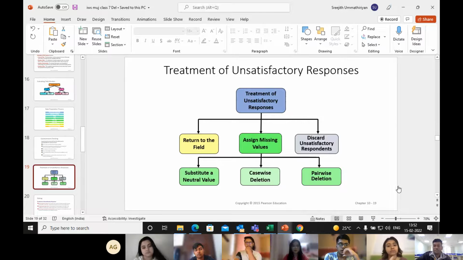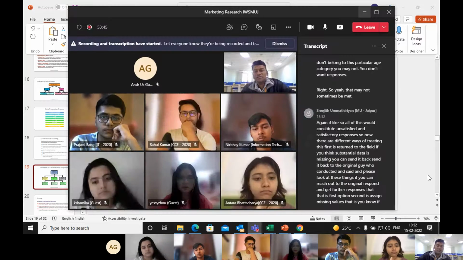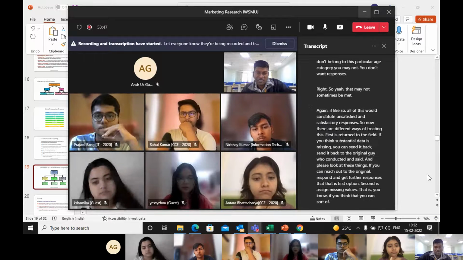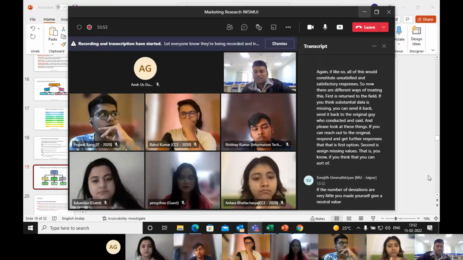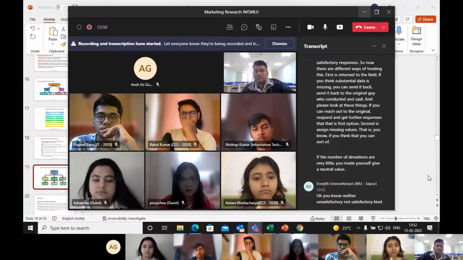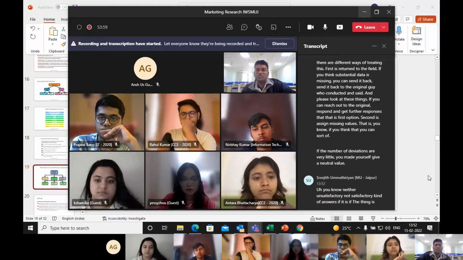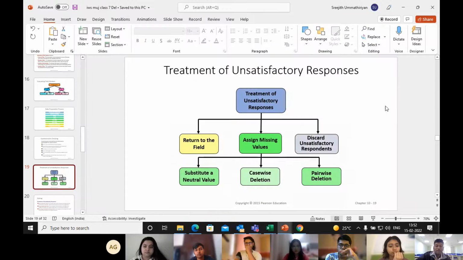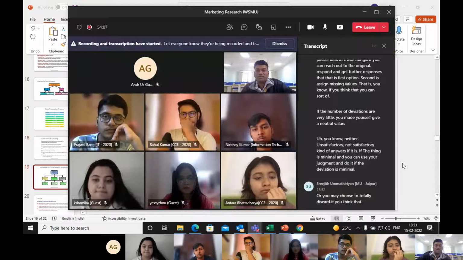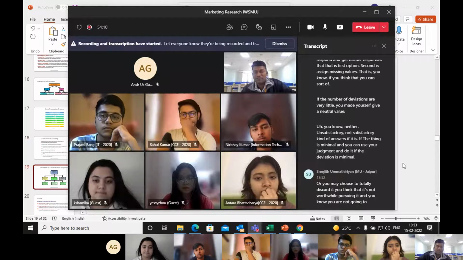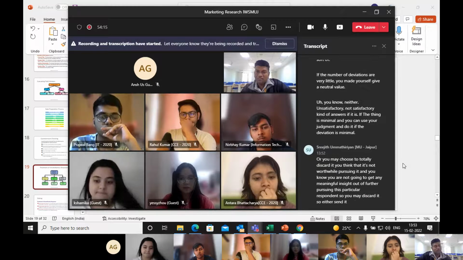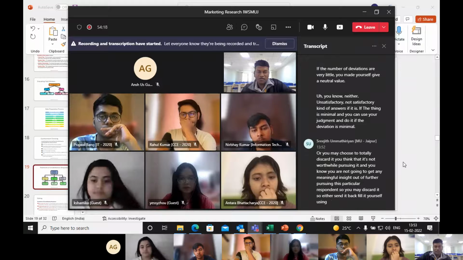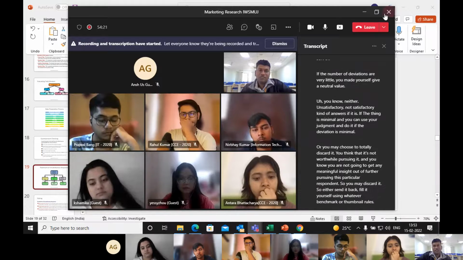Second is assign missing values. If the number of deviations is very little, you may yourself give a neutral value, neither unsatisfactory nor satisfactory, using your judgment. Or you may choose to totally discard it. If you think it's not worthwhile pursuing, and you are not going to get any meaningful insight from further pursuing this particular respondent, you may discard it. So either send it back, fill it yourself using whatever benchmark or thumb rules, or discard it altogether.